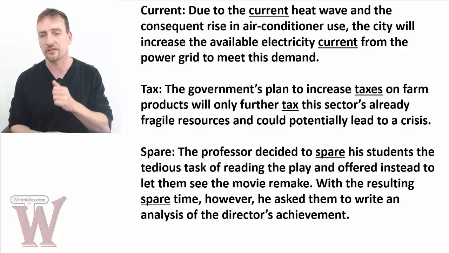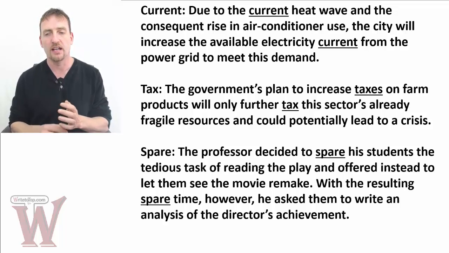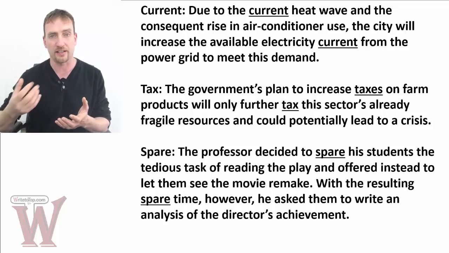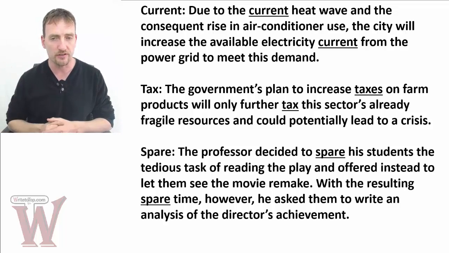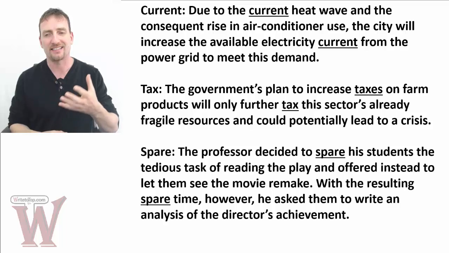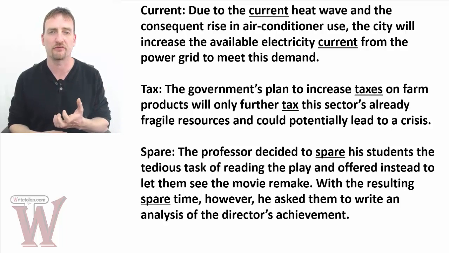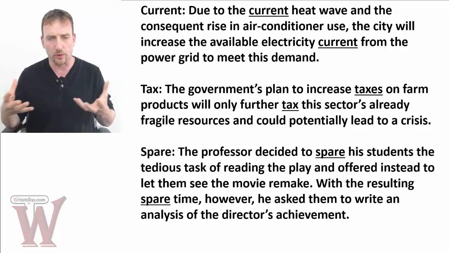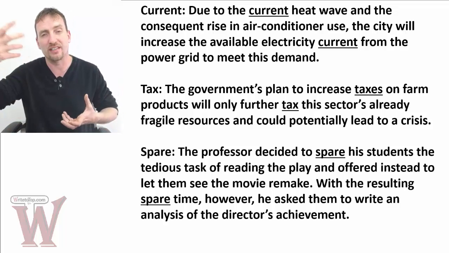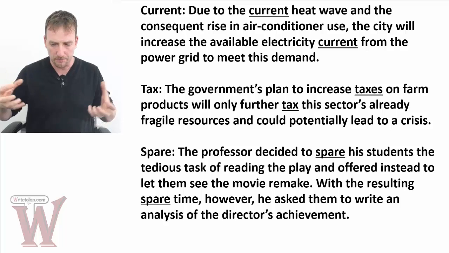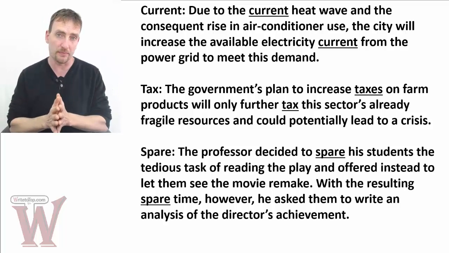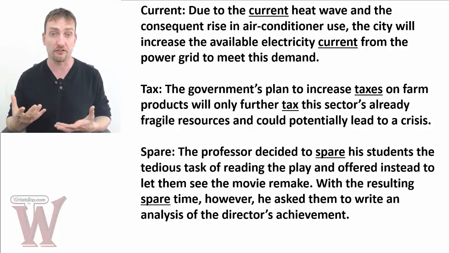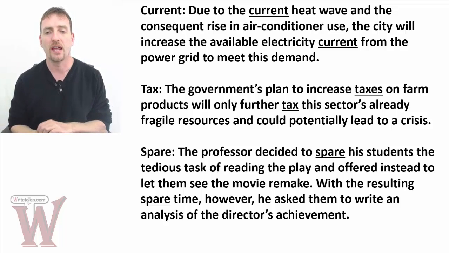The government's plan to increase taxes on farm products will only further tax this sector's already fragile resources and could potentially lead to a crisis. So the government wants to put more taxes, or to increase taxes means they want to collect more money from, I guess, farmers. And this will only further tax this fragile resources. It means it will put a burden on. So farmers already don't have enough money. To now have to give a little bit extra to the government means their resources become even more limited. The situation becomes very difficult and there might be a crisis as a result.